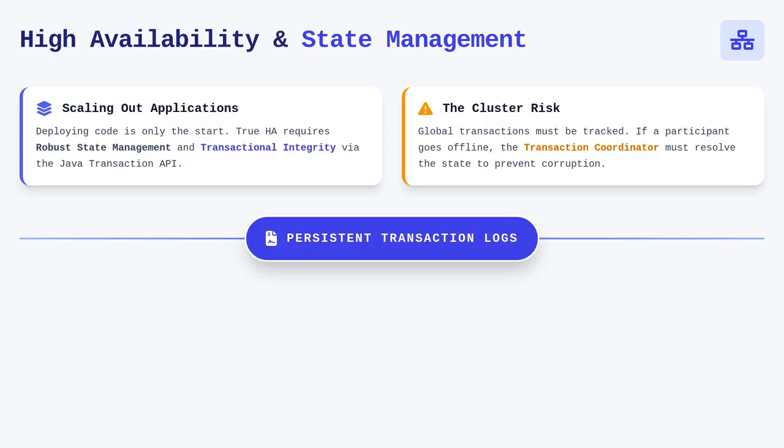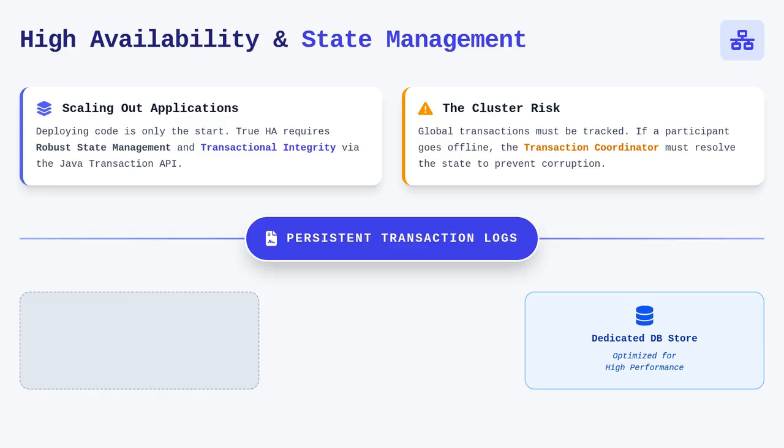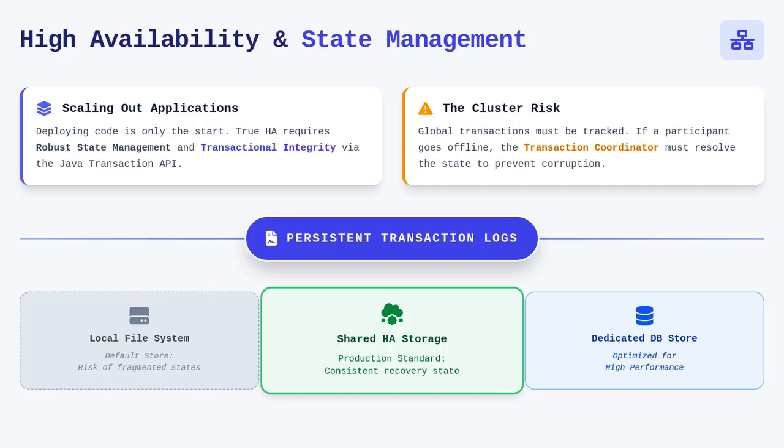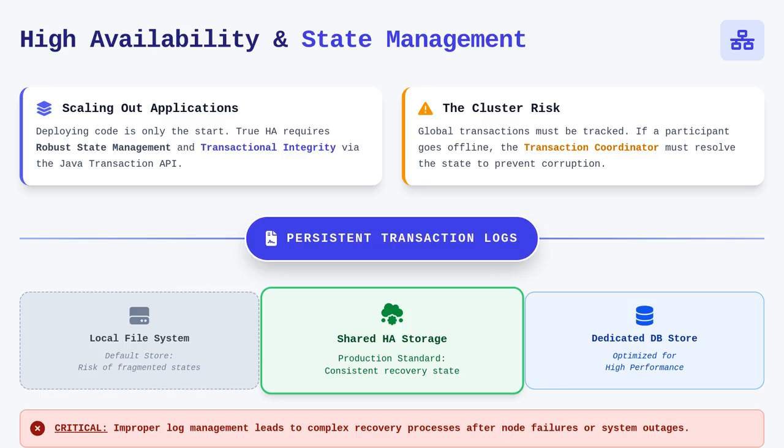In a traditional cluster, these transaction logs are typically stored in a file-based system or in a dedicated database store, depending on your performance requirements and the architecture of your underlying storage. If you rely on the default transaction store, the system writes these logs to the server's local file system by default. But in a production environment, you should consider moving these to a shared, highly available storage location. Failing to manage these logs correctly can lead to fragmented transactional states, which makes the recovery process significantly more complex after an unexpected node failure or system outage.